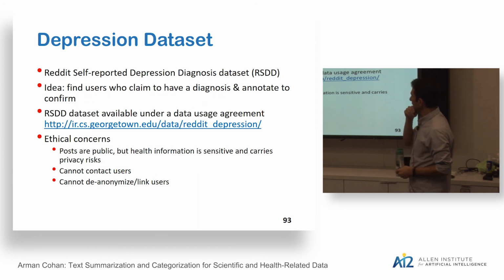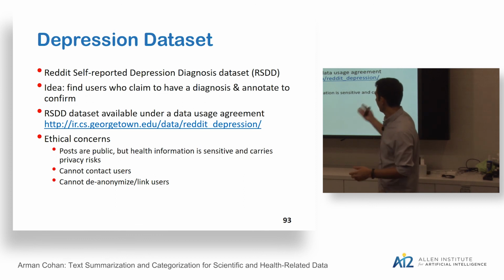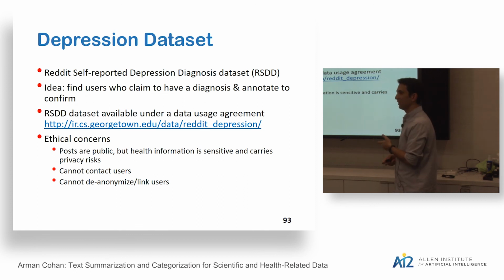So the idea is to use self-reported diagnosis to be able to identify users. And the data set is ready. We are finalizing an agreement that protects these users. Although the posts are public, mental health is sensitive, and to protect users, we are requiring researchers not to contact users or make any attempts to de-anonymize them or link them to other social media.